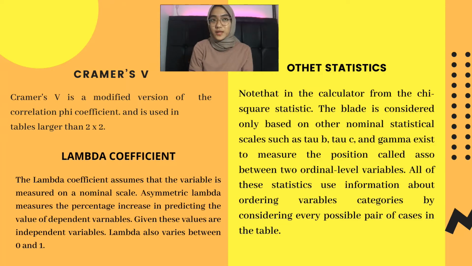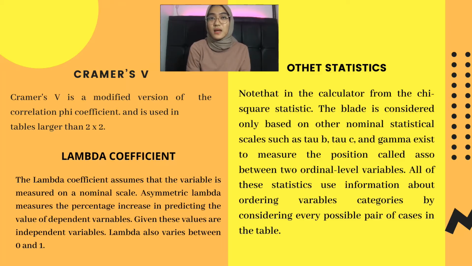There are Cramer's phi, lambda coefficients, and other statistics. Cramer's phi is a modified version of the phi coefficient and is used in tables larger than 2 by 2. Lambda coefficients: the lambda coefficient assumes that the variable is measured on a nominal scale. Asymmetric lambda measures the percentage increase in predicting the value of the dependent variable, given the values of the independent variable. Lambda also varies between 0 and 1.